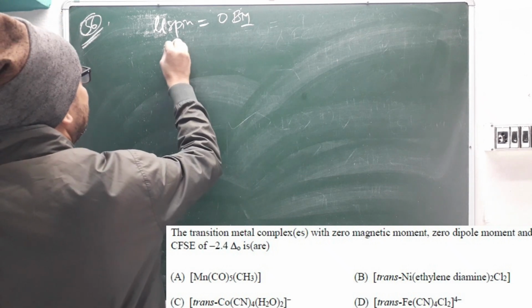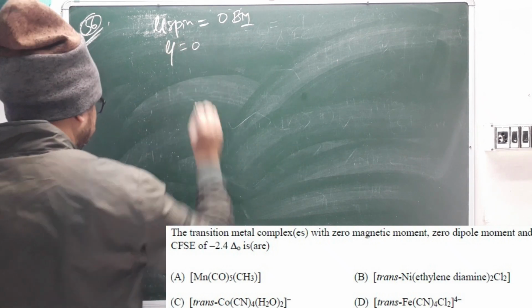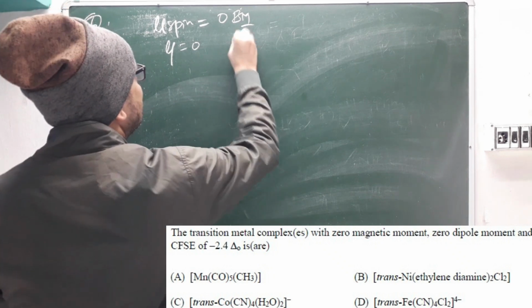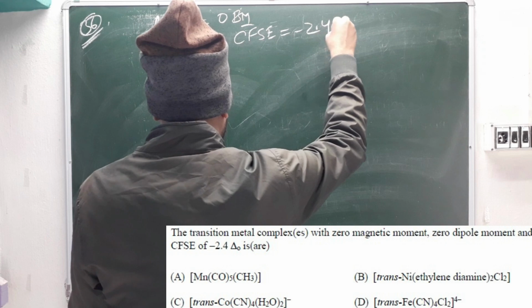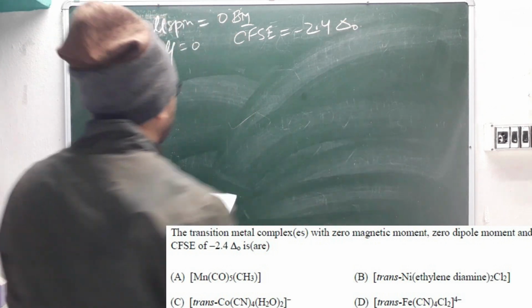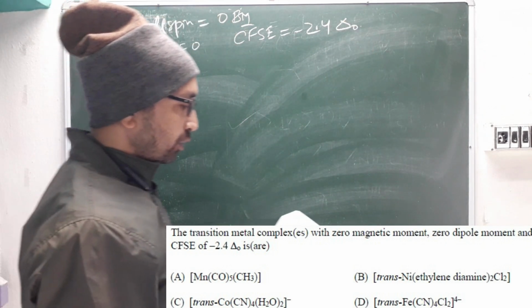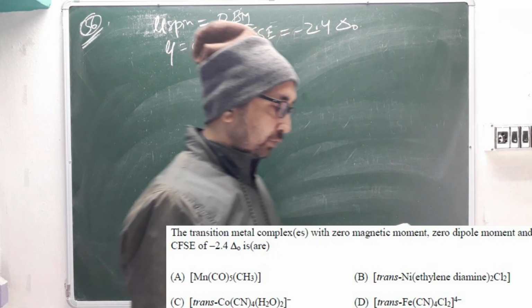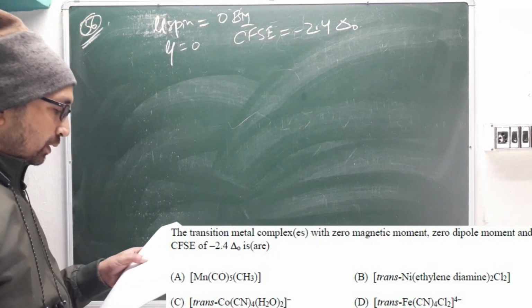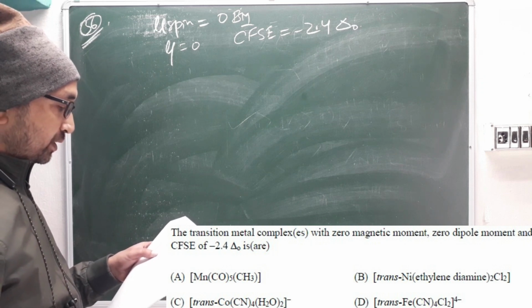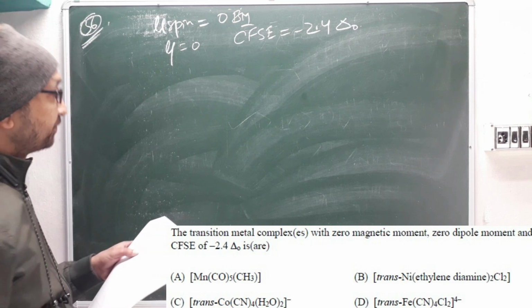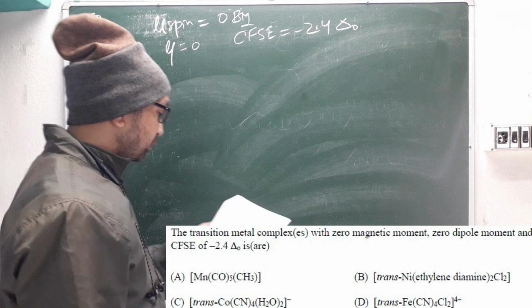Zero dipole moment, they need zero dipole moment also. And CFSE also they have given: CFSE equal to -2.4 delta octahedral. Delta octahedral means this is an octahedral complex. Which one is following these things, where the magnetic moment is zero, dipole moment is zero, CFSE is this one? So we have to see one by one, right?